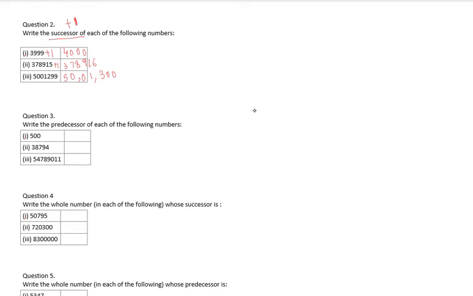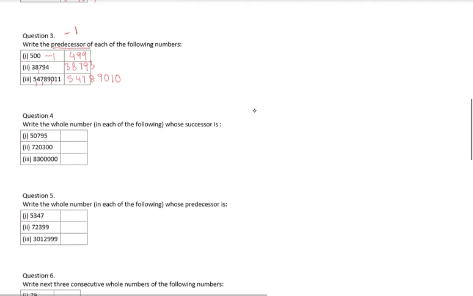The next question is the predecessor. Predecessor is the number just before it. Just like successor is the number after, predecessor is the number just before it. So if I subtract 1, I get the number just before it. So 500 minus 1, or the number just before 500, is 499. The number just before 38,794 would be 38,793. Then the next question is 5 crore 47 lakh 89,011. So the number just before 11 is 10. So I can simply write this as 5 crore 47 lakh 89,010. That is the predecessor.